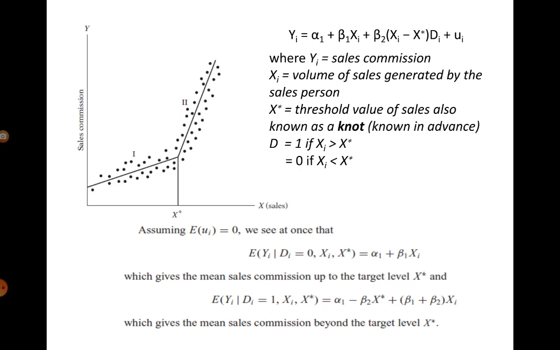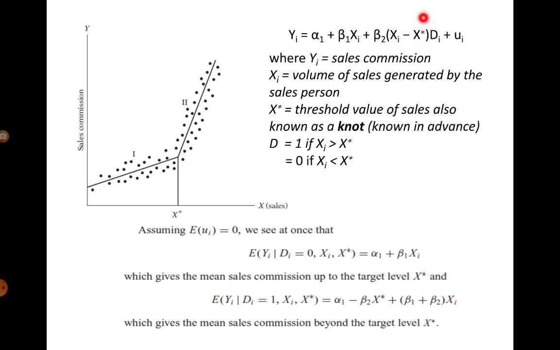What is the regression that you will have to run for estimating such a piecewise linear regression? It will be yi is equal to alpha 1, which is our intercept term, plus beta 1 xi, where xi is the volume of sales generated by a salesperson, right? Plus beta 2 times (xi minus x star) times di. This is where the dummy variable comes in. The dummy variable is equal to 1 if your sales volume xi is greater than threshold level X star. And if the sales value is less than X star, the dummy variable takes the value 0.